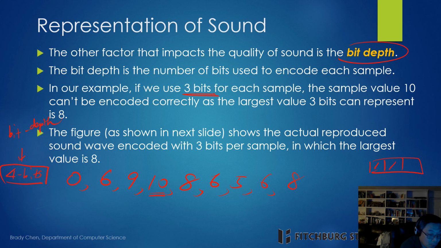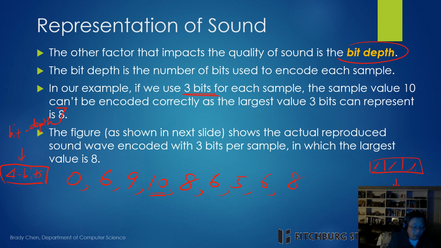The largest number is 111. That's 7, right? So using 3 bits, the largest number we can represent is 7. But using 4 bits, the largest number we can represent is 15. So the sample value, in this case 10, cannot be encoded correctly, as the largest value 3 bits can represent is, actually it's not 8, it's 7. That's a mistake.